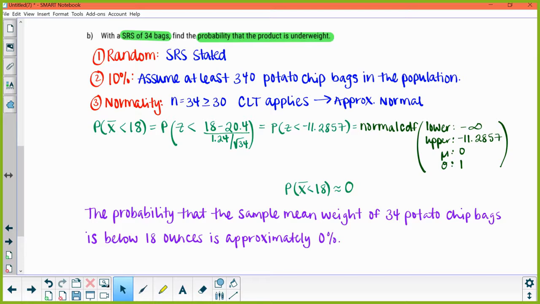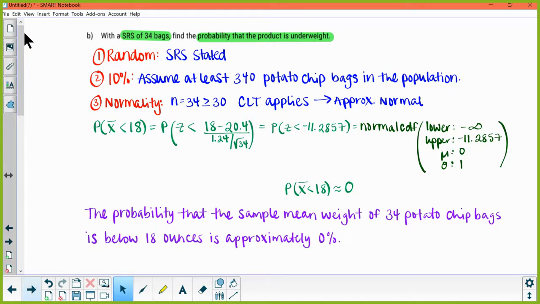So this is our probability for a sample of 34. I'm going to head into the next problem, unless I have any big objections, which I'm not seeing any in the chat.